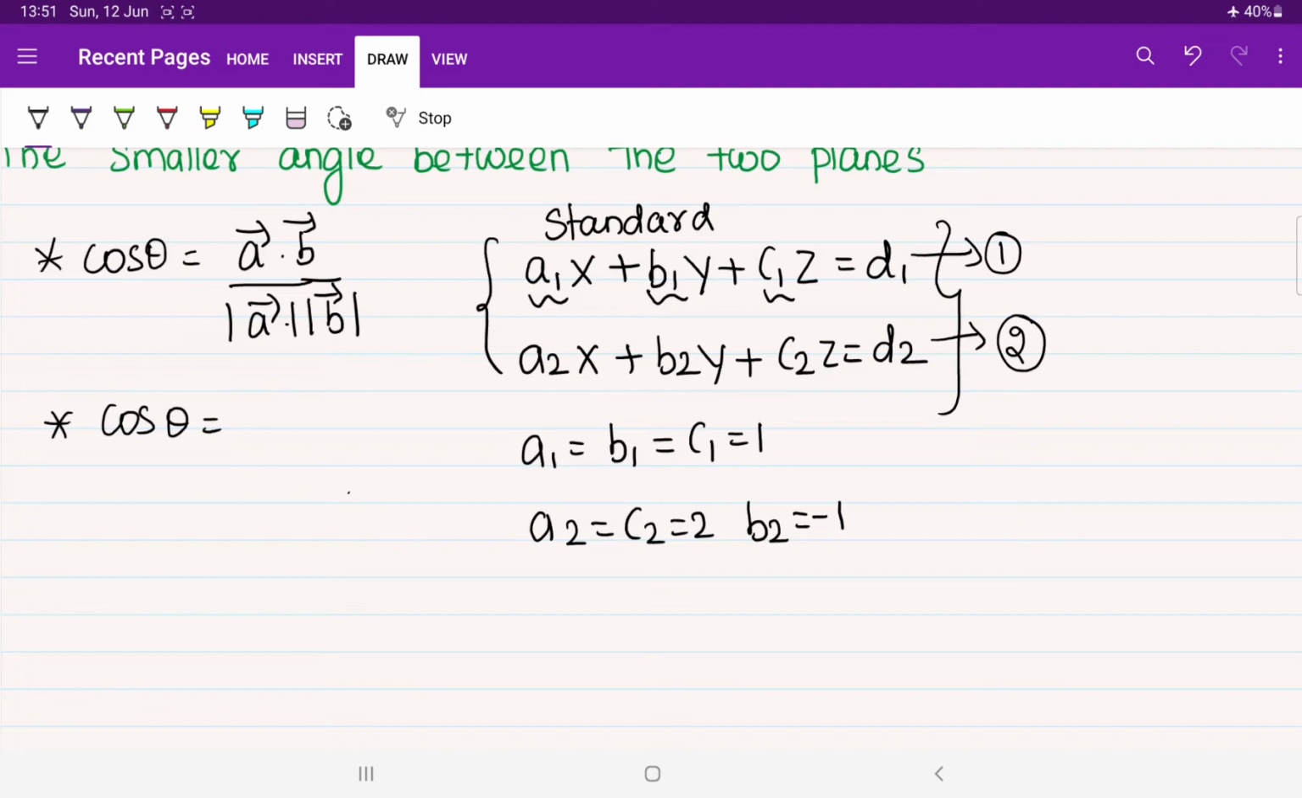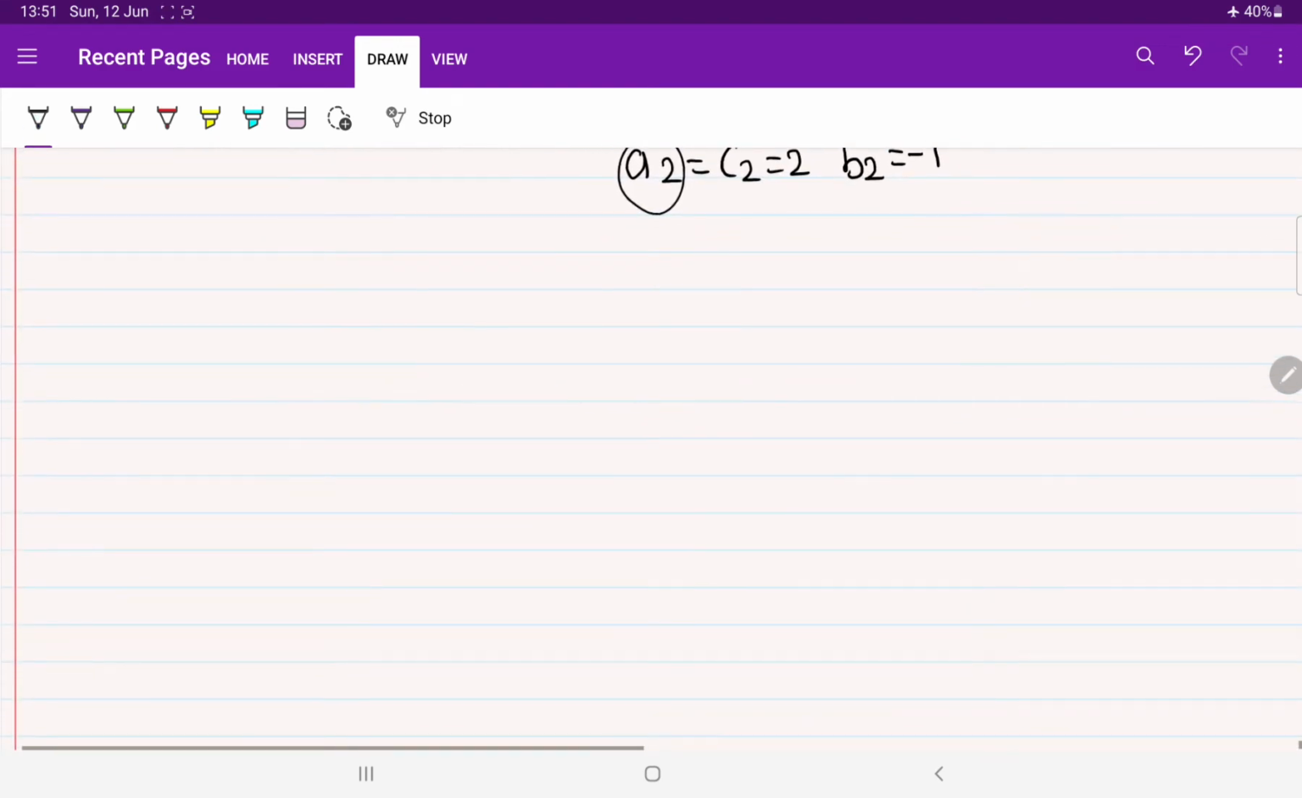That is very simple. Just take a1 multiply it with a2, a1 dot a2 plus b1 dot b2 plus c1 dot c2. That is what you have to keep in the numerator, right? And remember, we have to consider only the magnitude of a1 dot a2 plus b1 dot b2. See, let me write it somewhere below, because here the space is not sufficient. Let me write down here.